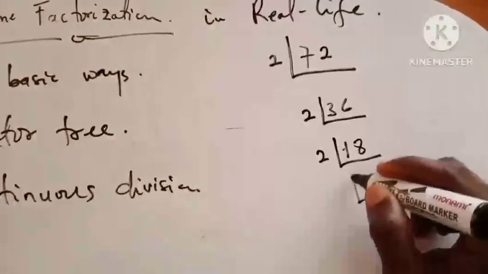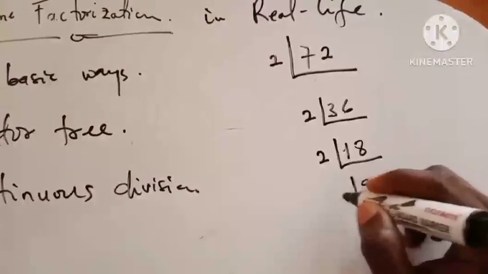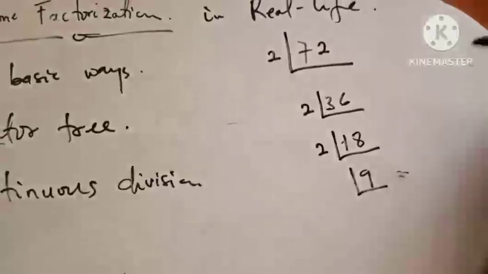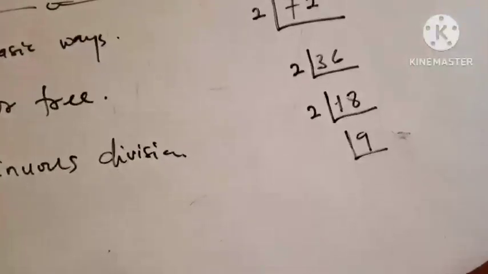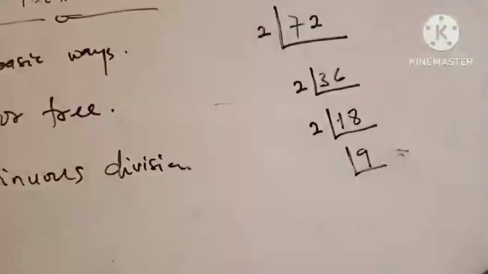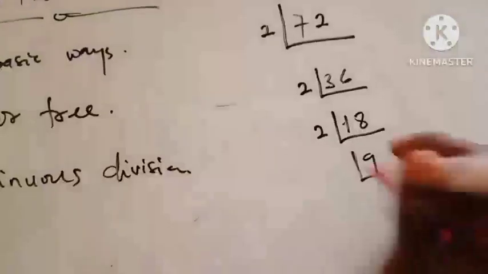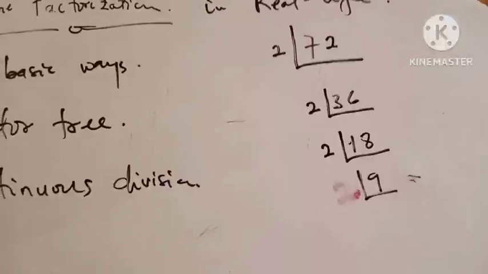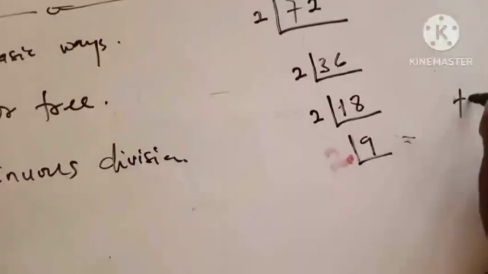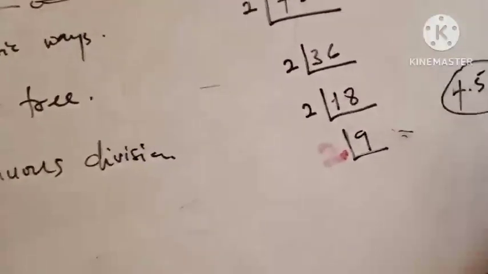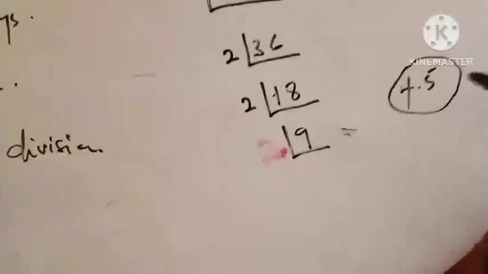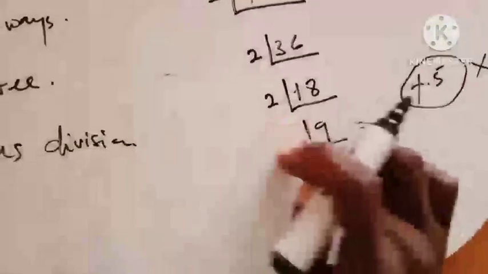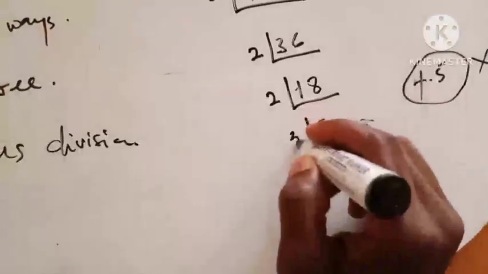With 9, which prime number are you going to use? You can say for sure 2 cannot divide this 9. Assuming we are dividing this by 2, I'm going to have 4.5, which is not a whole number. Remember the definition of a prime factor: the answer must be a whole number. Is that okay? So 2 is not the best answer here. Let's go for 3.